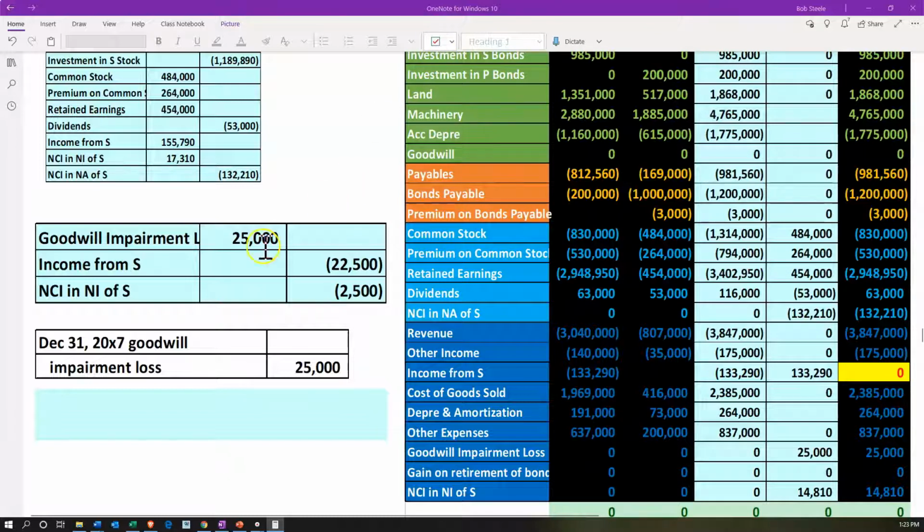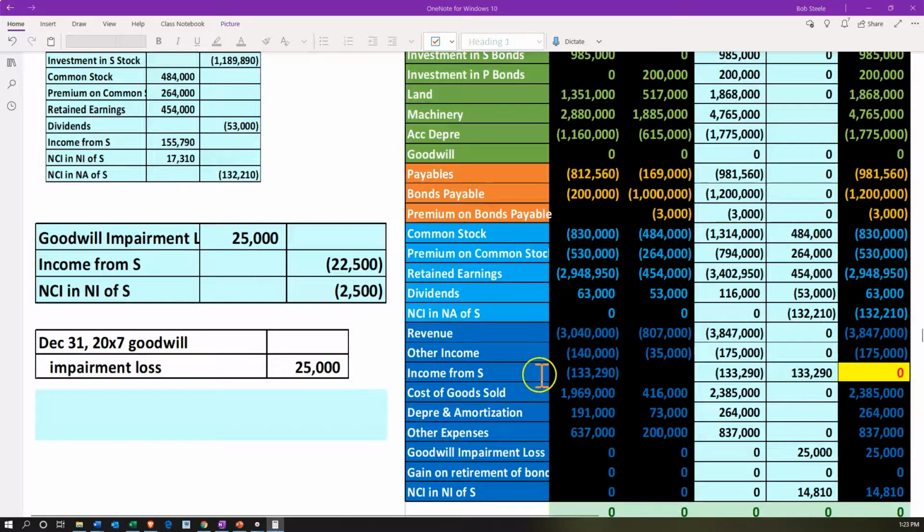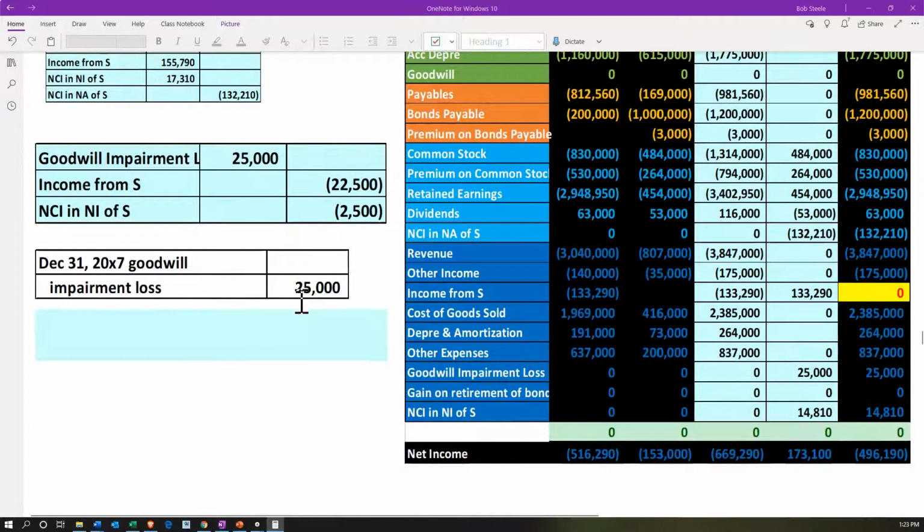Posting this out then, here's the impairment on the goodwill. That's going to be down here. There it is posted there. The other side going to the income from S. It's going to be included in this number. That then takes us down to 0, which is nice. And then we've got the non-controlling interest in S down below. That's to be included in this number.